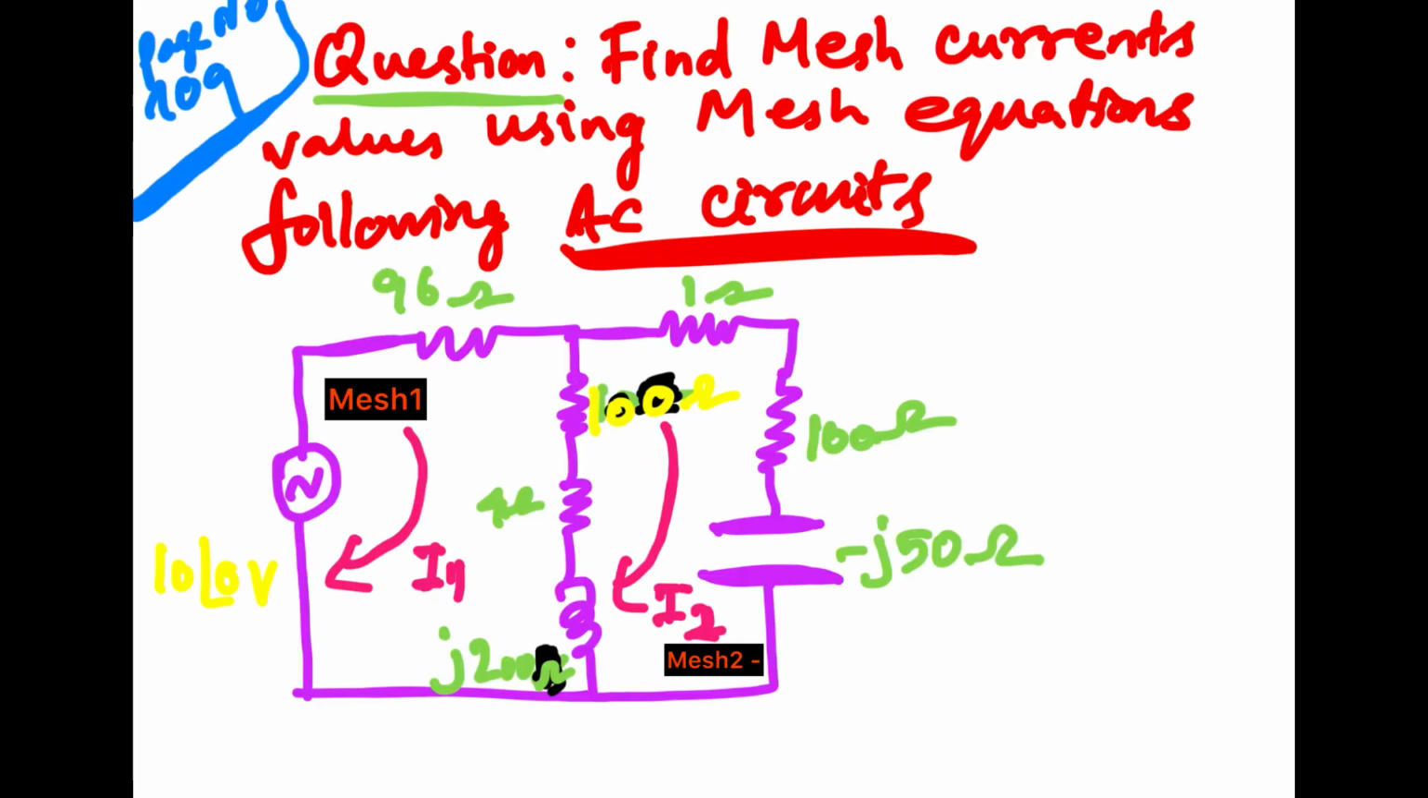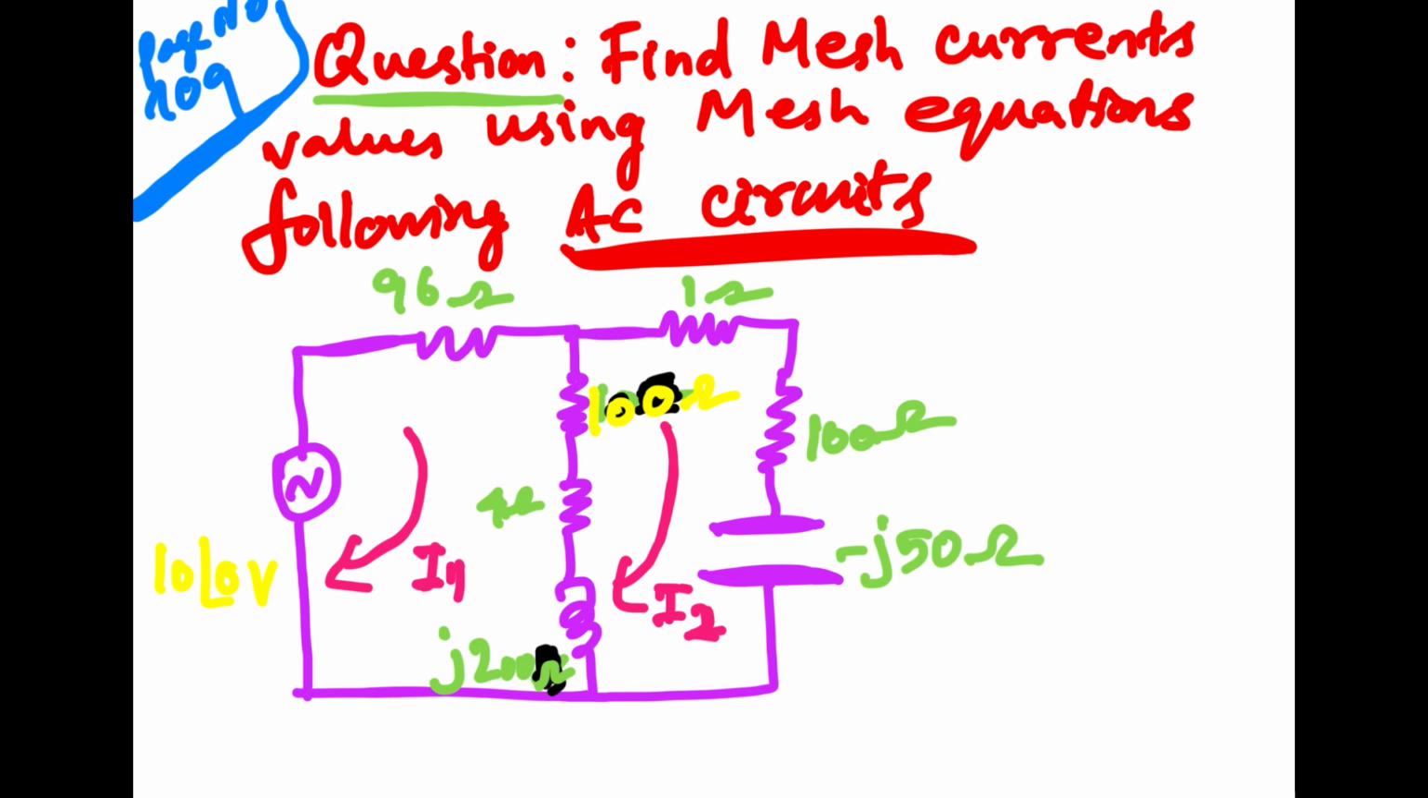Find the mesh current values using mesh equations for the following AC circuit. That is the question. The circuit is shown in the figure. First mesh and second mesh. Mesh current I1 in the first mesh, put directions. Second mesh, mesh current I2, put directions.